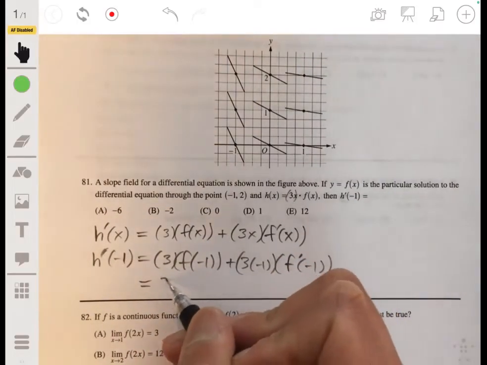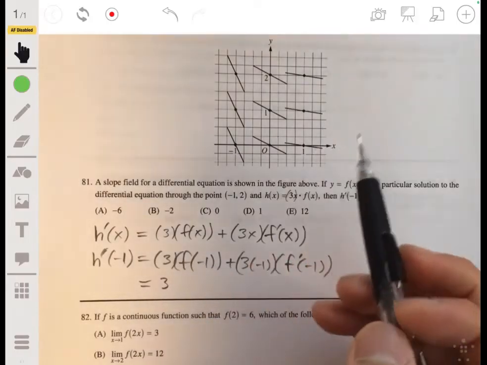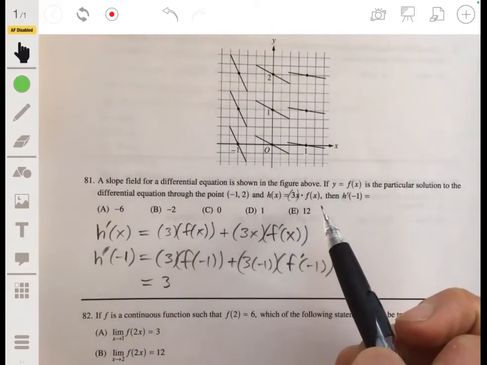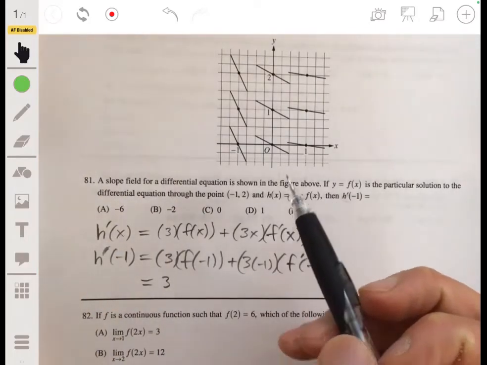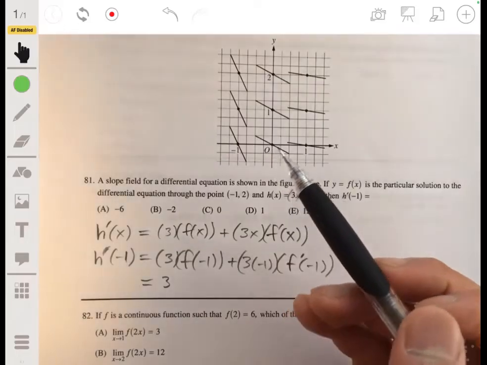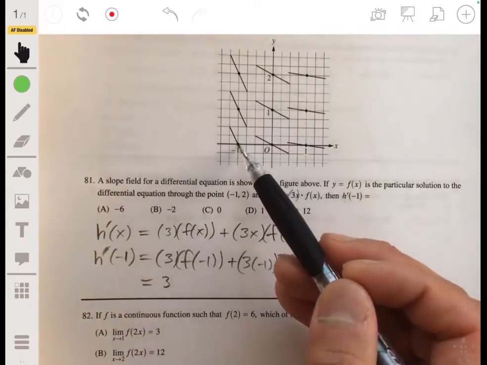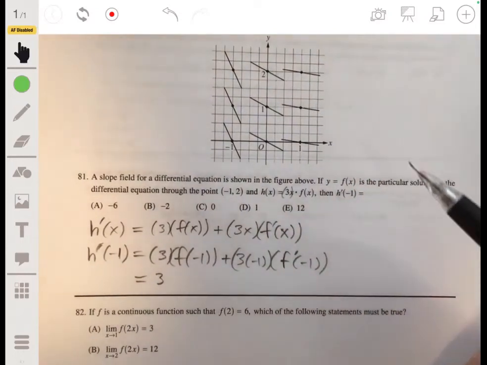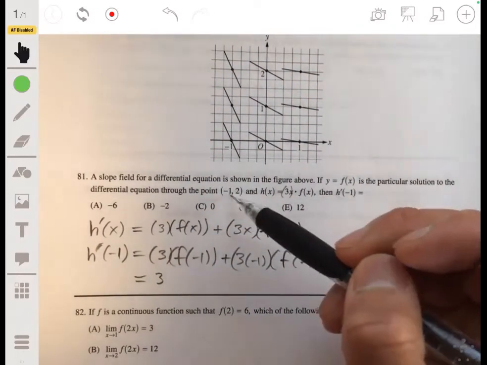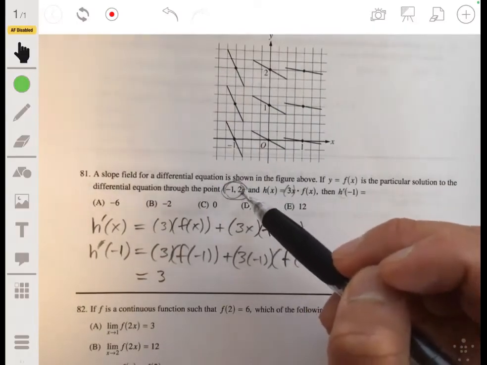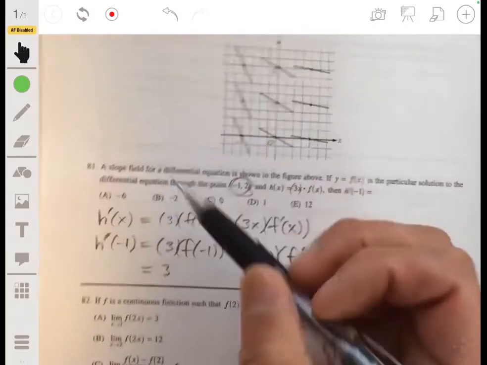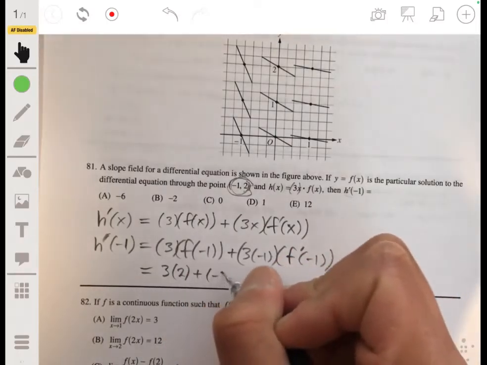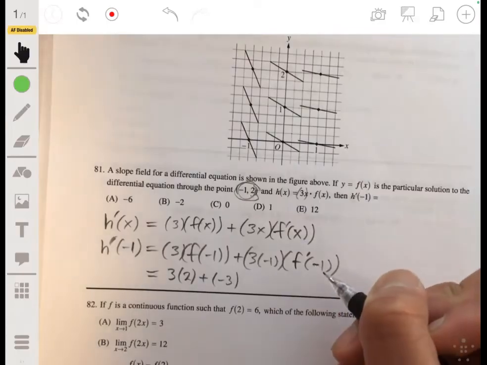So 3 times f of -1. f of -1 would be, let's see. Right here, it's equal to 2. f of -1 is equal to 2. So 3 times 2 plus 3 times -1, so plus -3 times f prime of -1.